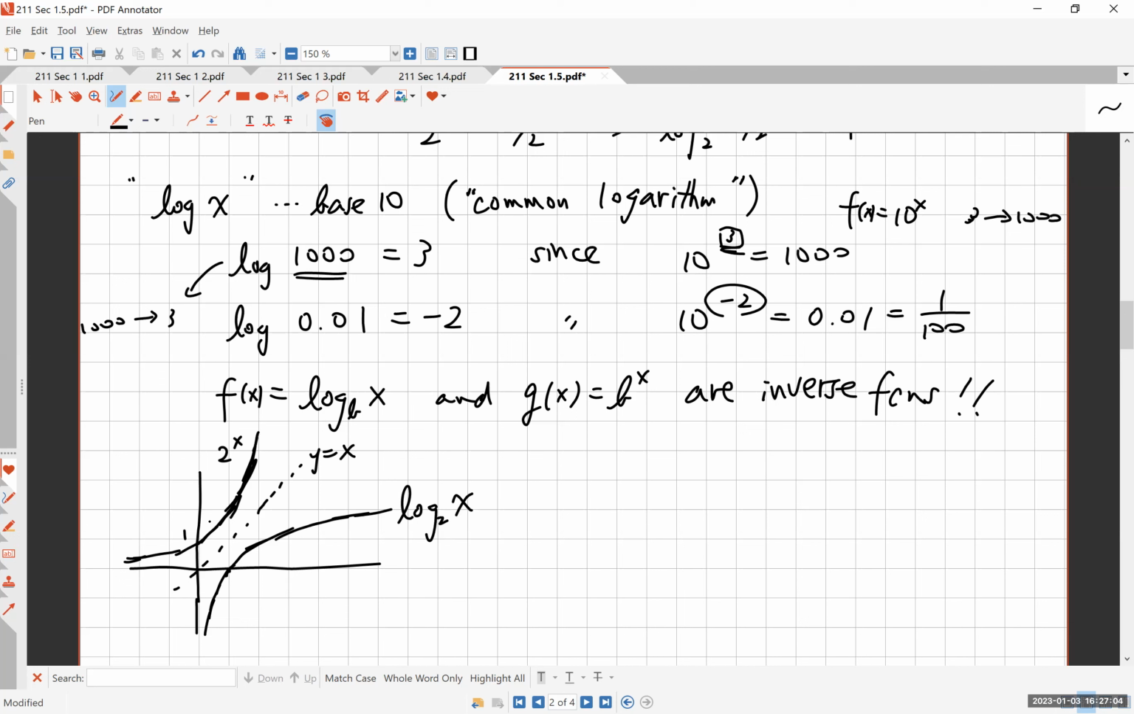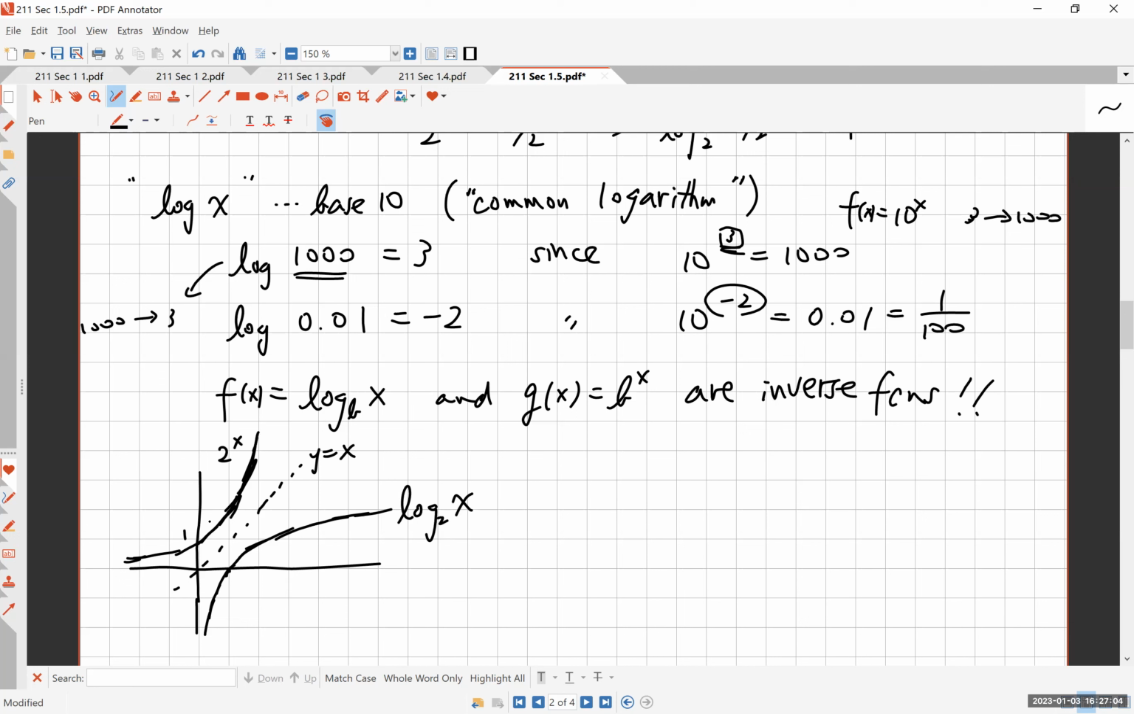Okay, both of them are increasing wherever it's defined. 2 to the x is defined for all reals, and it is an increasing function. The rate of increase gets faster and faster. Log base 2 of x is defined on its domain, which is the set of positive numbers, and it is continuing to increase, even though the rate of increase becomes slower and slower. All right, so that's something that you should remember.